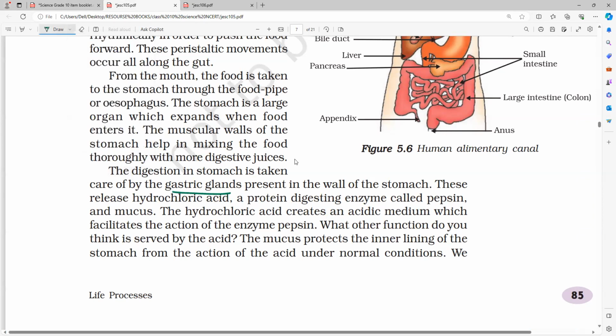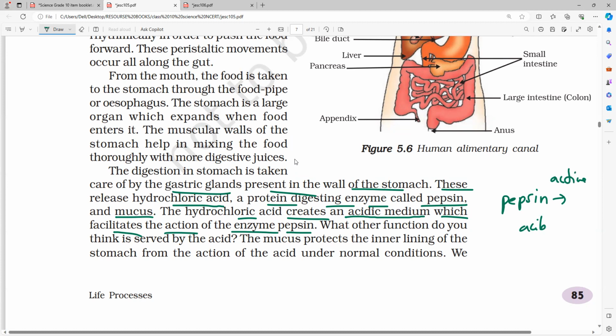So you can notice it here. The gastric glands present in the walls of the stomach release hydrochloric acid, a protein digesting enzyme called pepsin, as well as mucus. Those are the three things released by the stomach. Now, what is the importance of hydrochloric acid? The hydrochloric acid creates an acidic medium which facilitates the action of the enzymes. That is why pepsin is active only in what medium? Acidic medium or basic medium? Acidic medium.